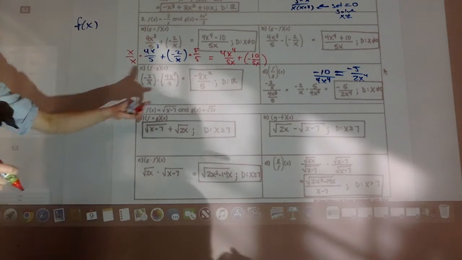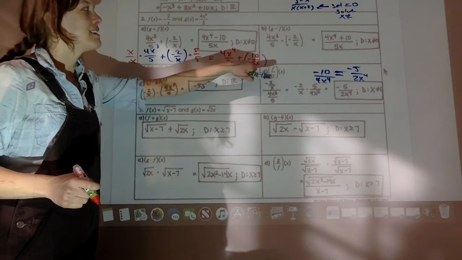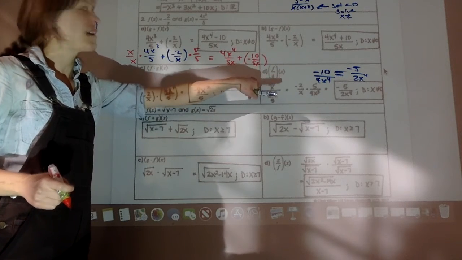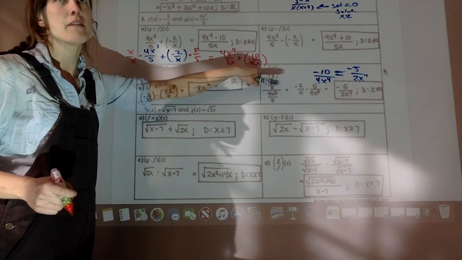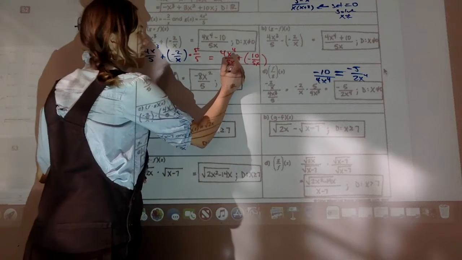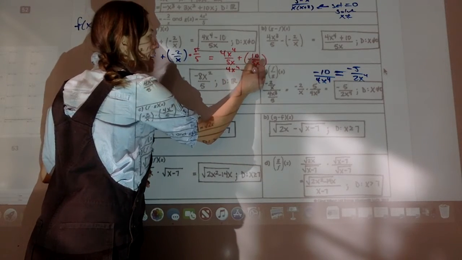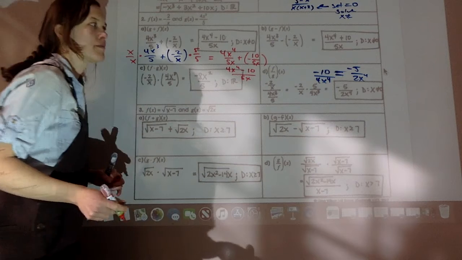And then that would give me 4x to the fourth minus 10 over 5x when I combine them, because I'm adding a negative number here. So I just simplify that as 4x to the fourth minus 10 over 5x.